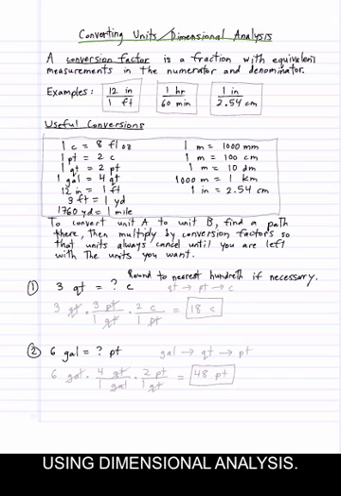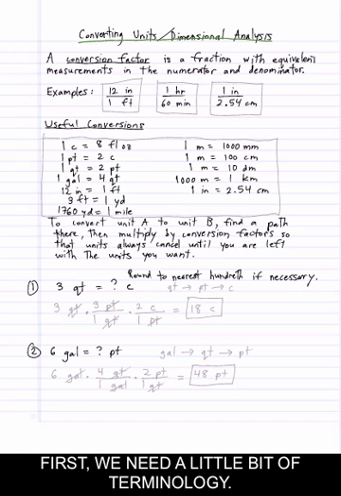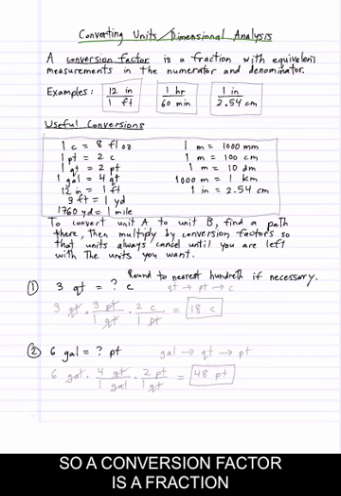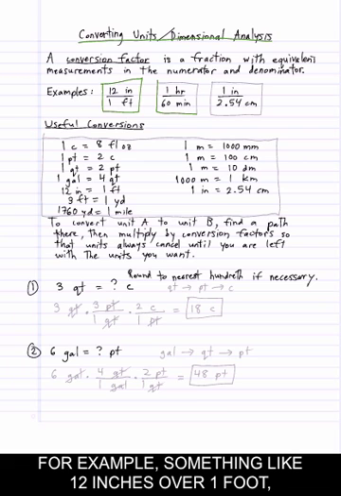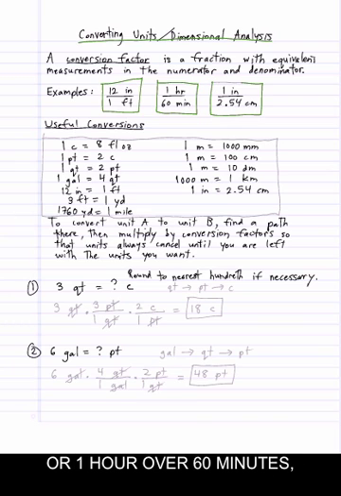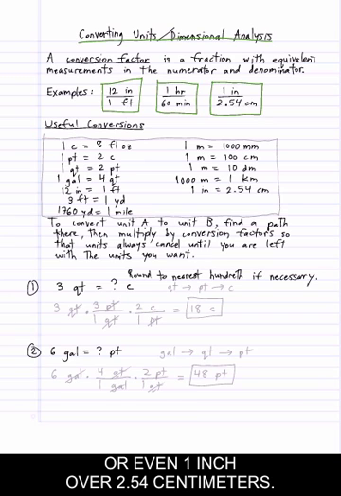A conversion factor is a fraction with equivalent measurements in the numerator and denominator. For example, something like 12 inches over 1 foot, or 1 hour over 60 minutes, or even 1 inch over 2.54 centimeters. These are all examples of conversion factors. Okay?